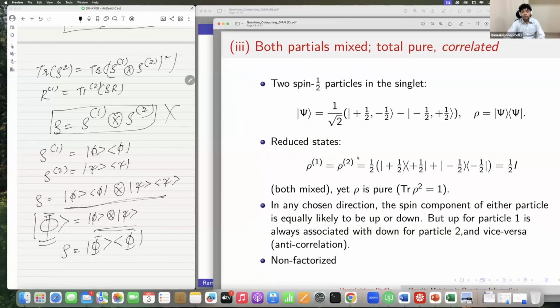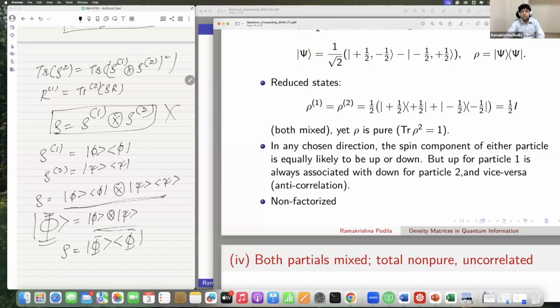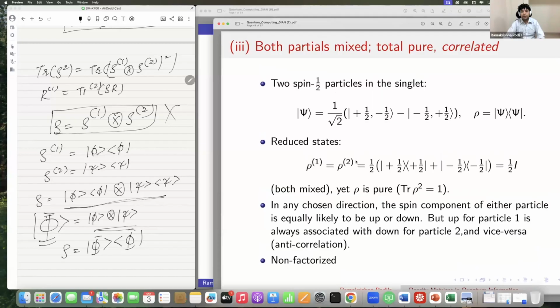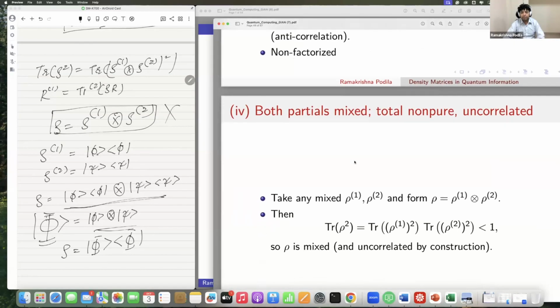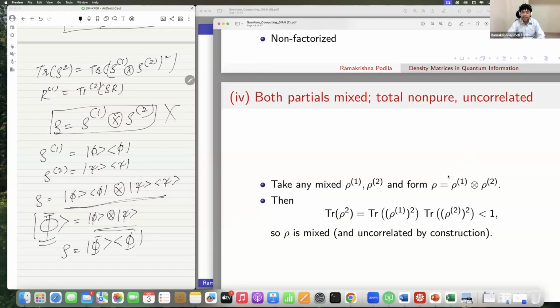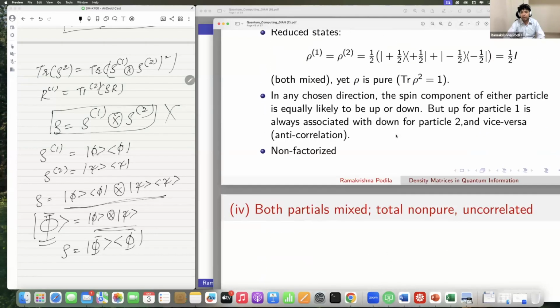Okay, so here, if we have both particles as non-pure, or at least one of them as non-pure, the total trace will be 1. So always you get a non-pure state, right? So here, if I have two states that are mixed, I can build a non-correlated state from them. That is, I can express it as rho 1, rho 2.